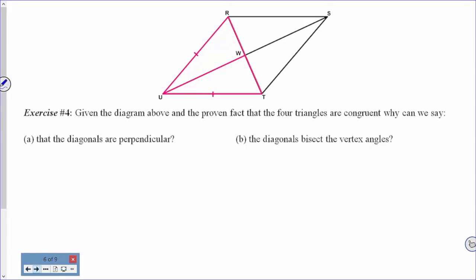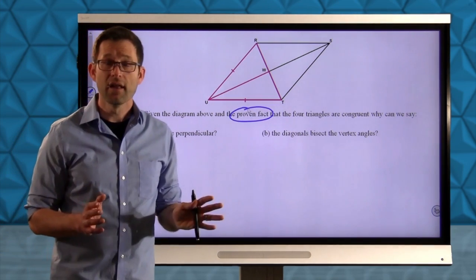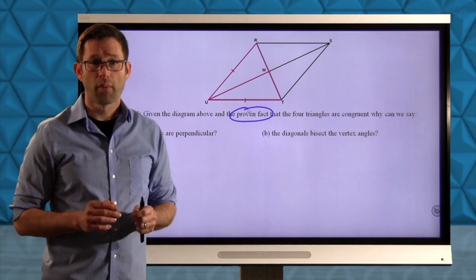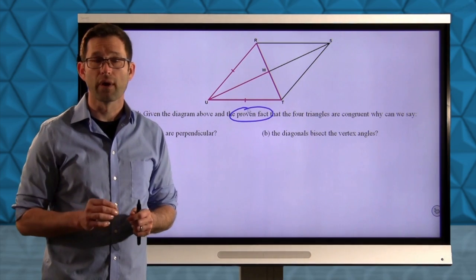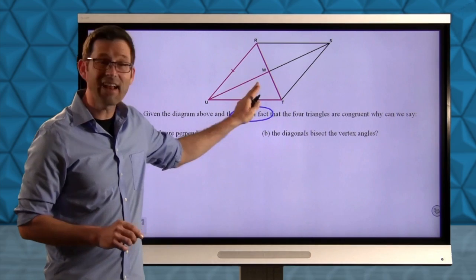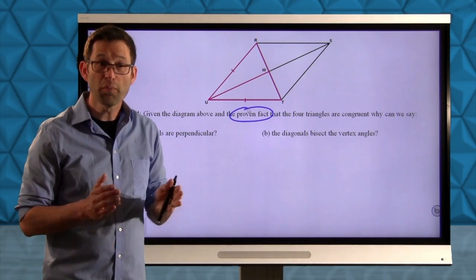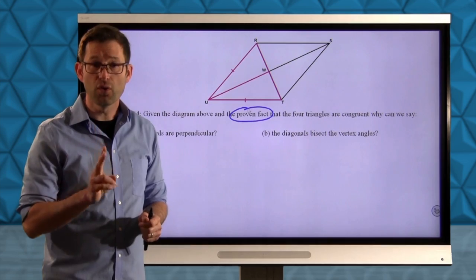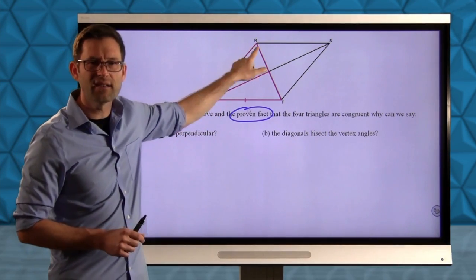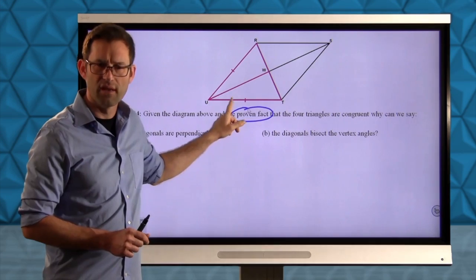All right, exercise number 4. Given the diagram above and the proven fact, this is important, that the four triangles are congruent, why can we say that the diagonals are perpendicular? And why can we say that the diagonals bisect the vertex angles? All right, so again, two extremely important properties of rhombuses that general parallelograms don't have. One, the diagonals are perpendicular to each other. They're perpendicular, they form right angles. And two, the diagonals also bisect the angles of the rhombus, right?